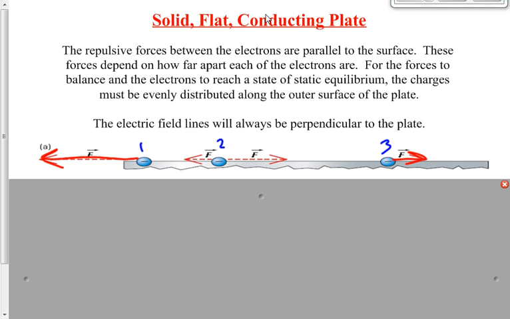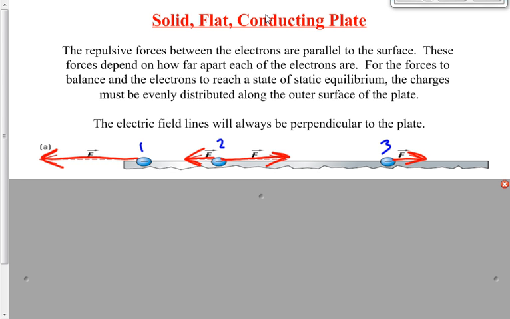Now here's the interesting one, number 2. Let's look at the two forces that are acting on it. There's the force of 1 on 2 that pushes it away to the right. There's a force of 3 on 2 that pushes it away to the left. Can you explain to me why that force to the left is dramatically smaller than the force that's acting to the right there, Cal?